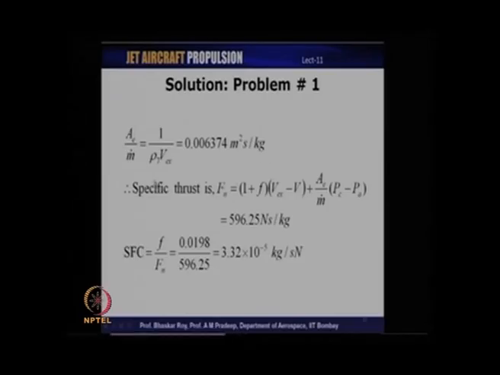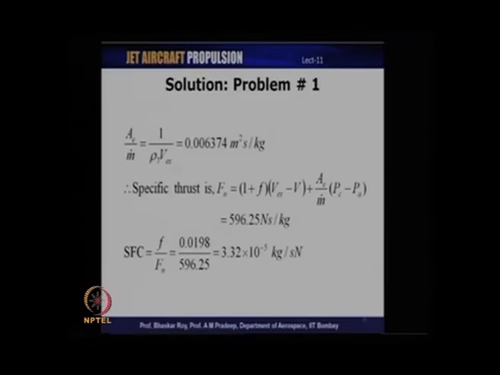Therefore, we now have the exit velocity, the flight Mach number and the pressures, that is Pc minus Pa. Critical parameter pressure is known, that is exit pressure is known, ambient pressure is also known, and they are not equal. And so if we substitute for all these values, the specific thrust we can calculate as 1 plus f into V exit minus V plus Ae by m dot into Pc minus Pa. So if we substitute all the values, we get 596.25 Newton second per kilogram. So this will be the specific thrust, which is thrust per unit mass flow, that is 596.25 Newton second per kilogram.